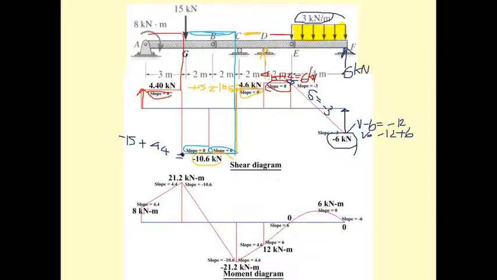Next, the moment diagram, and we start again from point A. The point A has a clockwise moment of 8 kilonewton meters, which means the moment here is going to be plus 8.